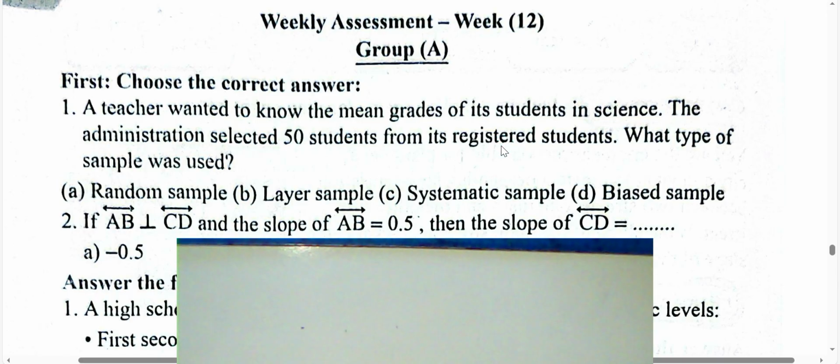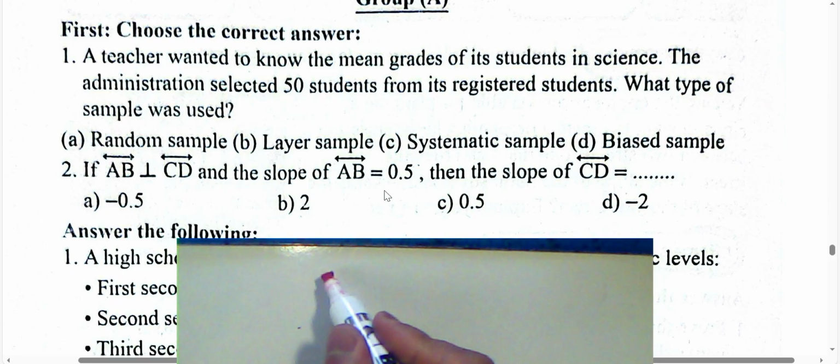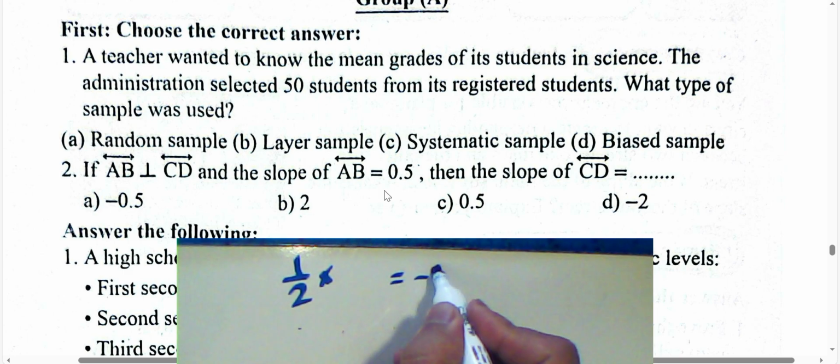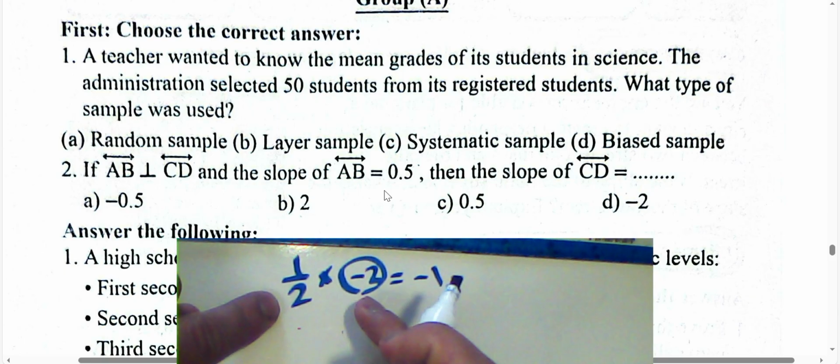Okay, next question. If AB is perpendicular to CD and the slope of AB is half, the slope of CD equals what? We know AB perpendicular to CD means the slope of AB times the slope of CD equals -1. Then half multiplied by what equals -1? Half multiplied by the inverse of this number. Half multiplied by -2. You must swap numerator and denominator and change the sign here.